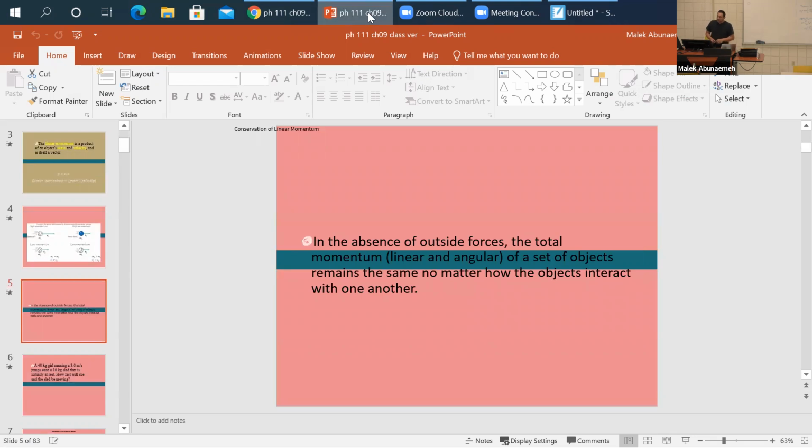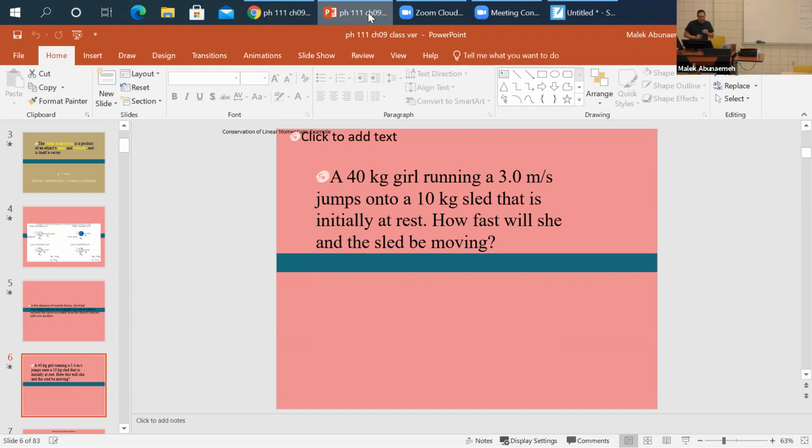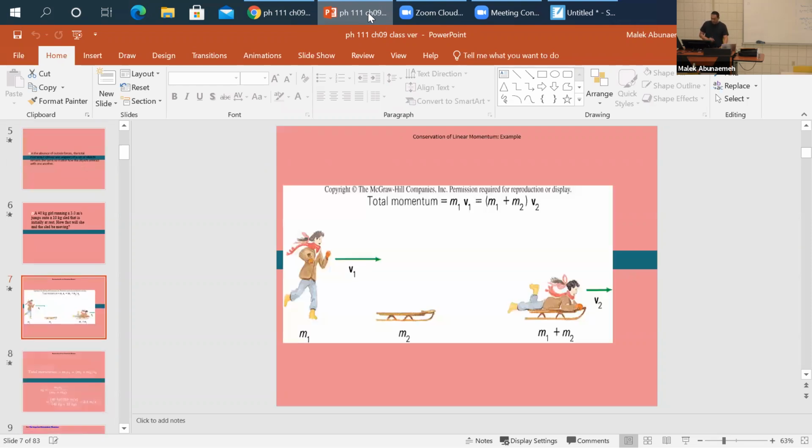In the absence of outside forces, the total momentum of a set of objects remains the same no matter how the objects interact with one another. So let's say we have an example. Let's say we have a 40-kilogram girl running at 3 meters per second who jumps into a 10-kilogram sled that's initially at rest. How fast will she and the sled be moving? Here's a little example of the drawing that we did. So you've got the girl going, and the sled is sitting in the rest position.